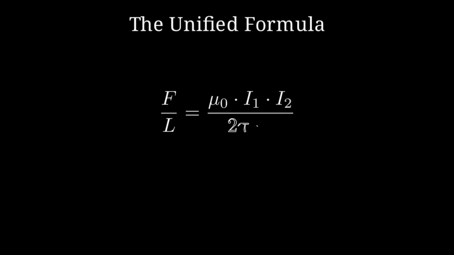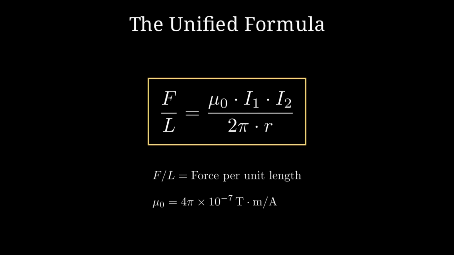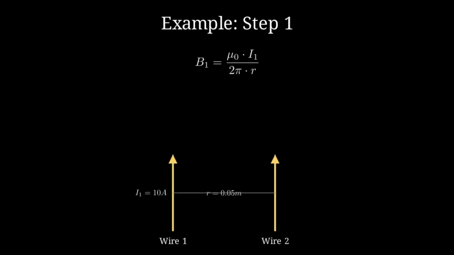By combining our equations, we get the unified formula for force per unit length. This elegant equation shows that the force depends on the product of both currents and is inversely proportional to the distance between the wires. Wire 1 carries 10 amperes and wire 2 carries 20 amperes.